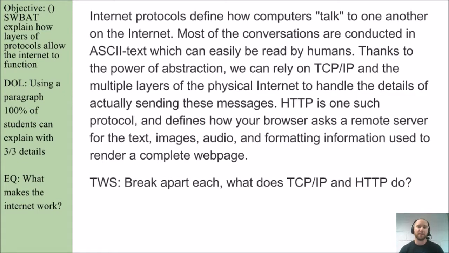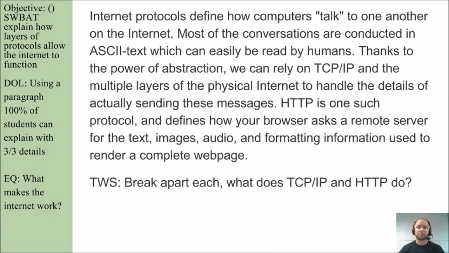So internet protocols define how computers talk to one another on the internet. Most of the conversations are conducted in ASCII text, which can easily be read by humans. Thanks to the power of abstraction, and remember that word is similar to layers, we don't necessarily need all the details. We can rely on TCP, IP, and the multiple layers of the physical internet, the actual physical part of the internet, to handle the details of actually sending these messages. So when we're talking physical, we're talking like copper wires, fiber optics, Wi-Fi or radio signals. That's what we mean when we talk about the physical layer.